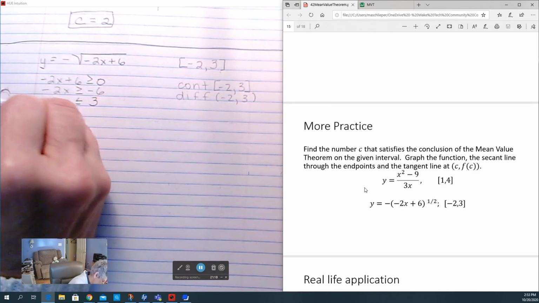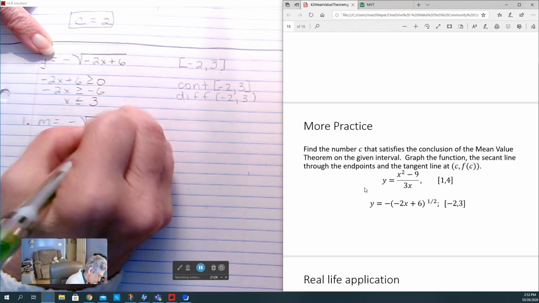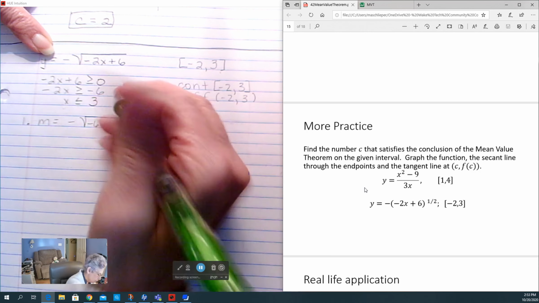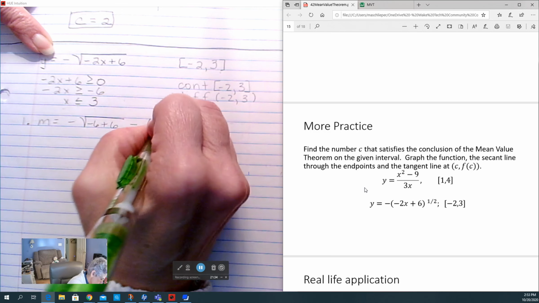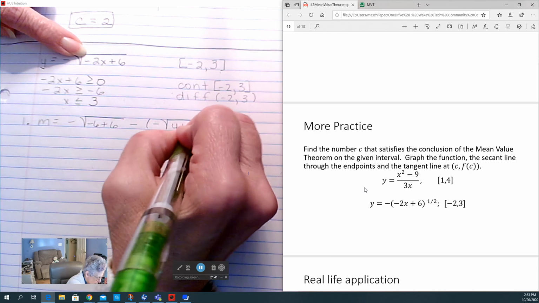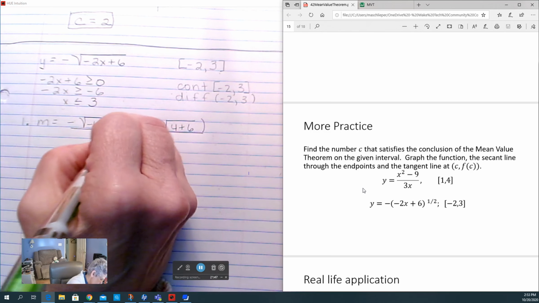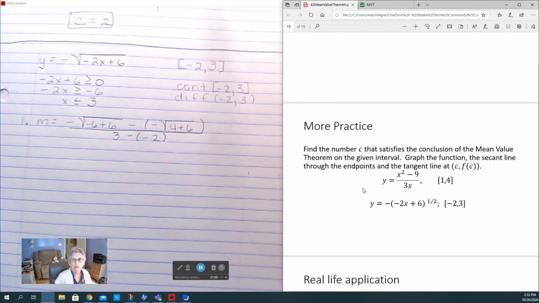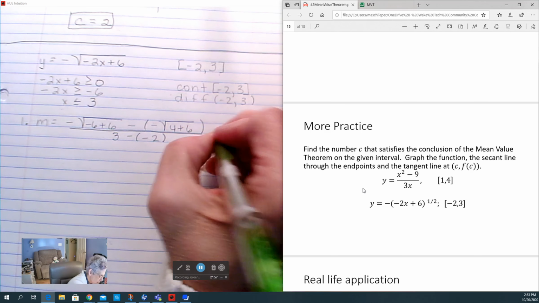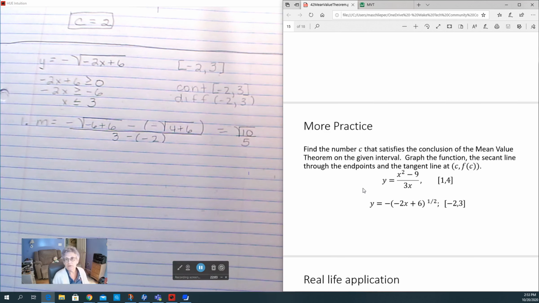Slope of the secant line would be the negative of the square root of negative 6 plus 6. So I plugged 3 in, minus negative the square root of, let's plug negative 2 in, that gives me 4 plus 6. All of that divided by 3 minus negative 2. Well, that's 5. That's friendly. Minus minus is plus. So I have square root of 10 sitting on top and 5 sitting down below.